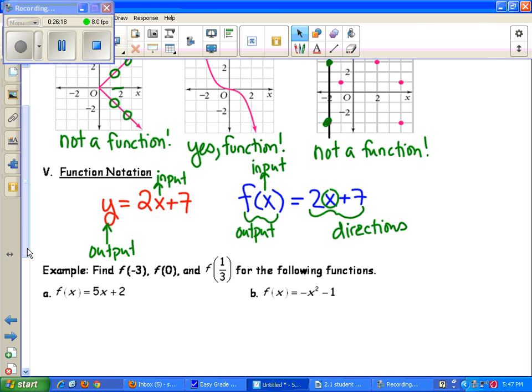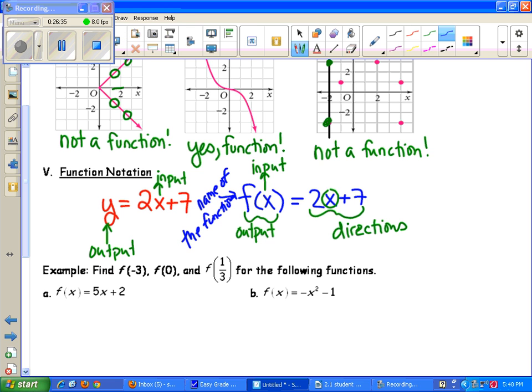And the name for this function is the letter that's in front of the f of x that we have here, which in this case is f. So this is the name of the function. Sorry, that's hard to read. It just says it's the name of the function.